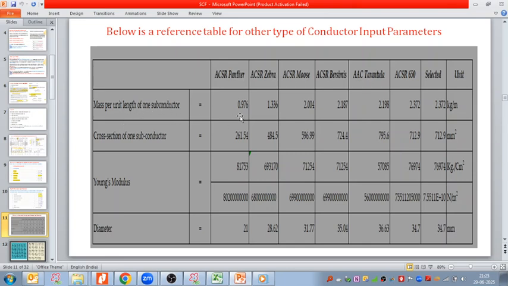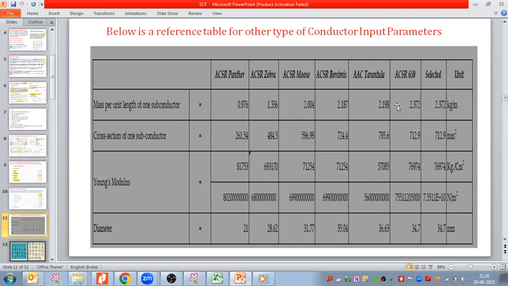So mass per unit length of the subconductor, meaning one conductor. Subconductor means one conductor. Cross-section area of one conductor, Young modulus value in kg/cm² and Newton per meter squared, and diameter for the Panther. Similarly for the Zebra, the area is 484.5 and 28.62. For the Moose, their area and their diameter. For the Bersimis and Tarantula, here is the ACSR 650 that I have used.